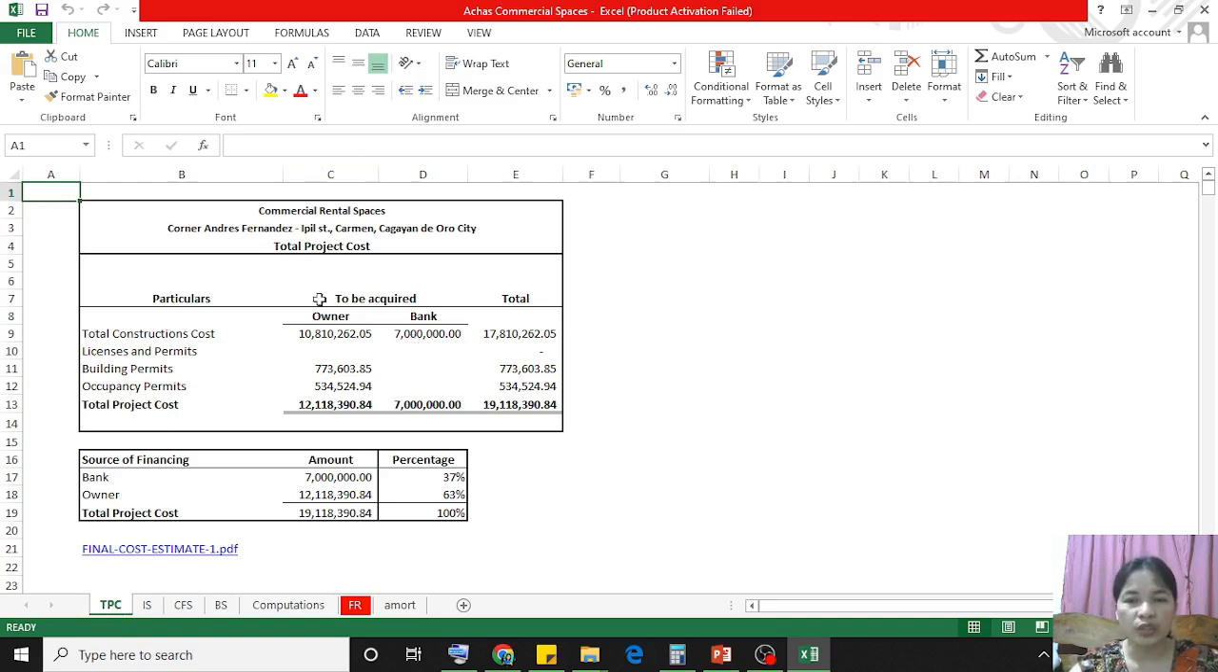Here we can see the total cost of the project, which is crucial in understanding the capital investment required for the development. So we can see here the total construction cost, which is 17 million. And we have here the licenses and building permits and the occupancy permits. So the total project cost is approximately 19 million. So as you can see here below is the sources of financing. So we have here the bank and the owner. So the bank is the external funding and the owner is the internal funding.